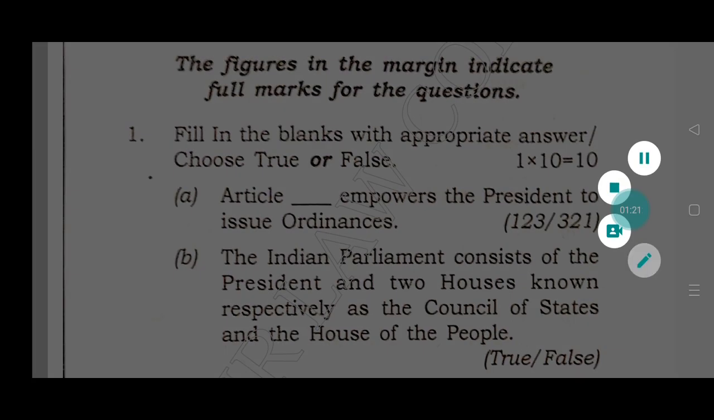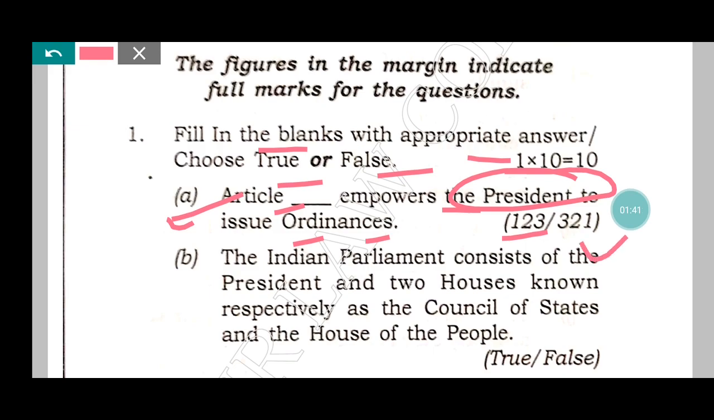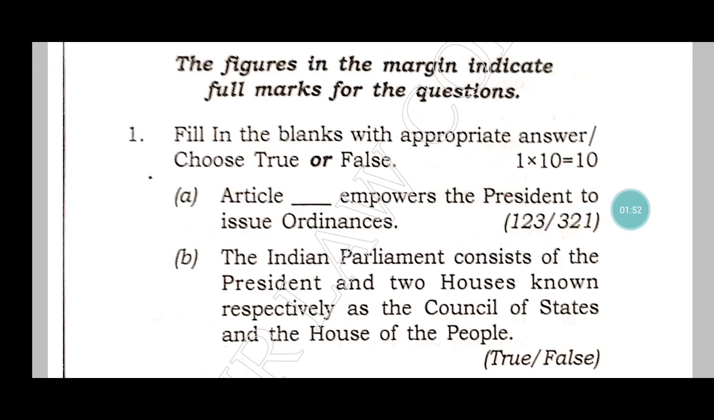So let's begin with question number 1. It says fill in the blanks with appropriate answer or choose true or false. So question number A is article dash empowers the president to issue ordinances. Which article of the Indian Constitution empowers the president to issue ordinances? Options are given, article 123 or 321. The correct answer is article 123. Article 123 deals with the ordinance making power of the president of India. Okay, so the correct answer is 123.